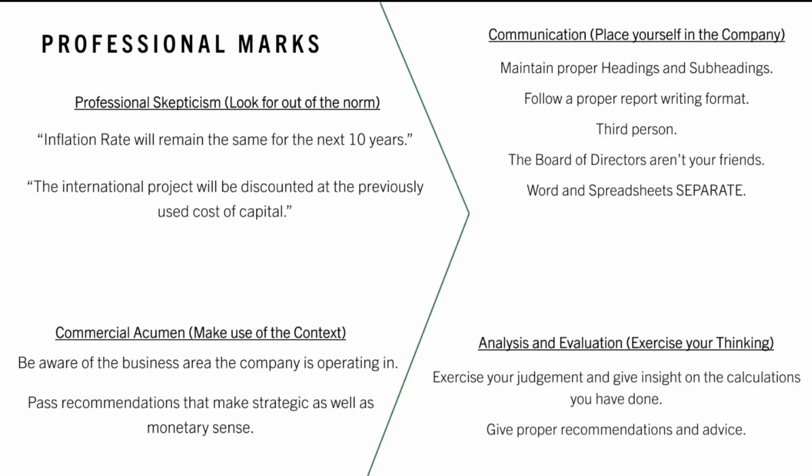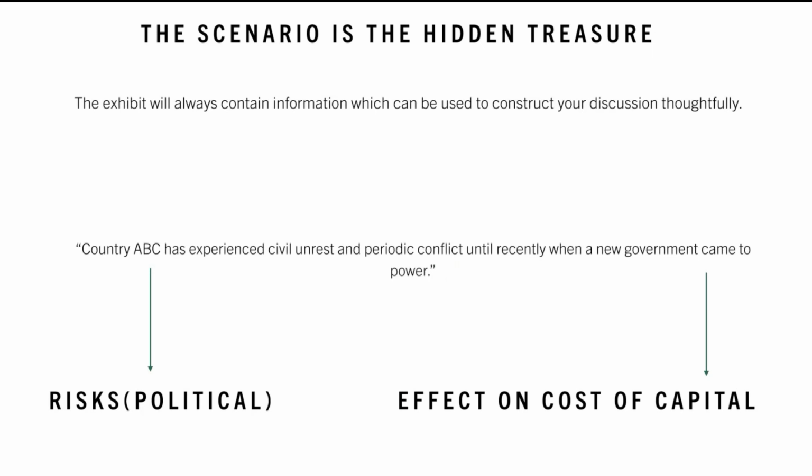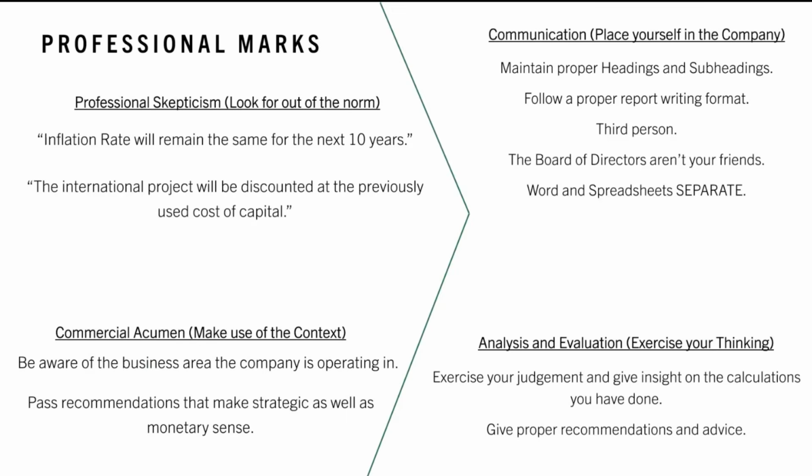Because let's face it, 20 marks of your 100 marks are based on these professional marks, and you can earn them very nicely. The second thing is commercial acumen. Commercial acumen basically relates to the previous tip, and that is to make use of the context. Be aware of the business area the company is operating in and pass recommendations that make strategic sense as well. Do not just focus on the figures.